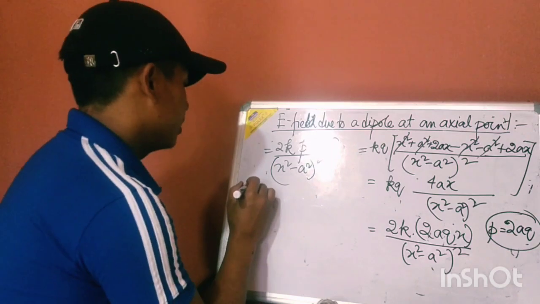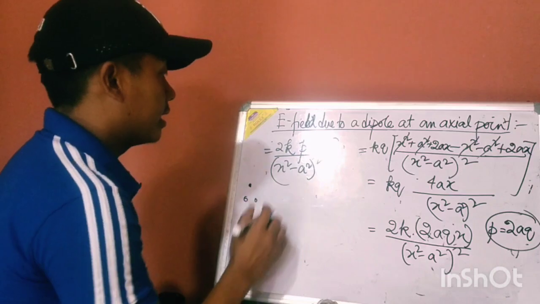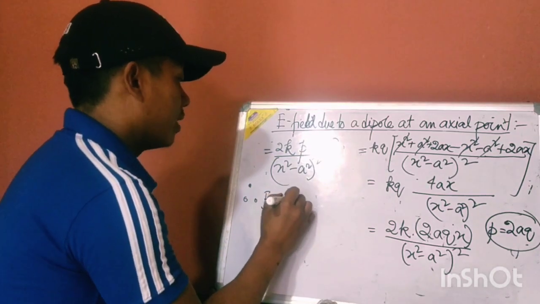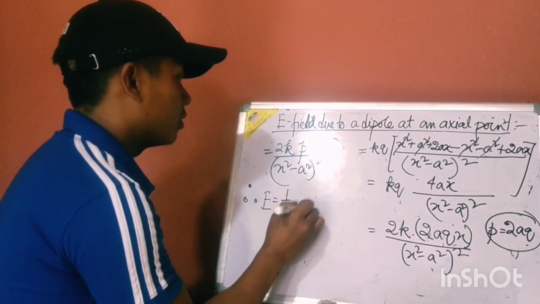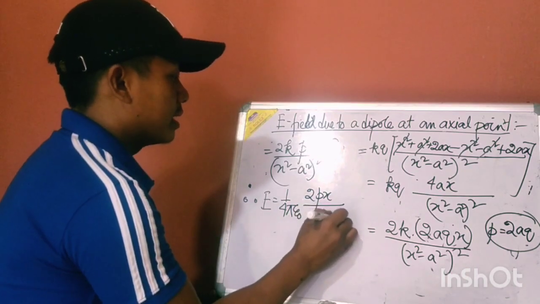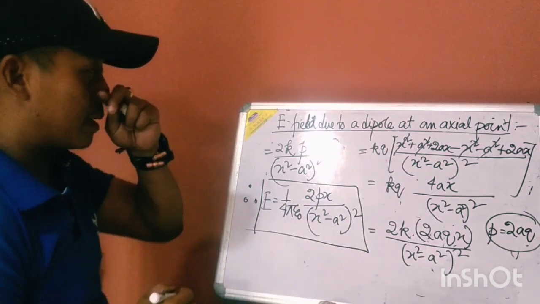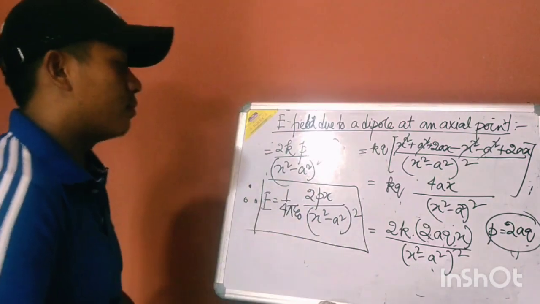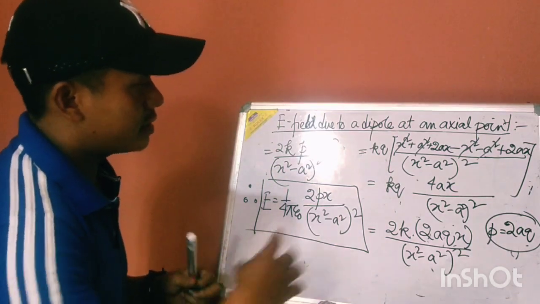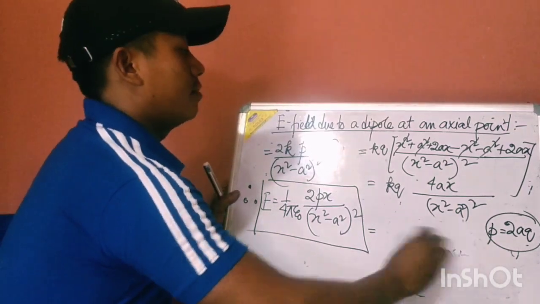Then obviously when you put the value of Coulomb's constant k, how much should this be? E is equal to 1 by 4 pi epsilon naught times twice px divided by (x square minus a square) whole square. So this is the expression for the electric field at the axial point of the dipole. Then we simplify.